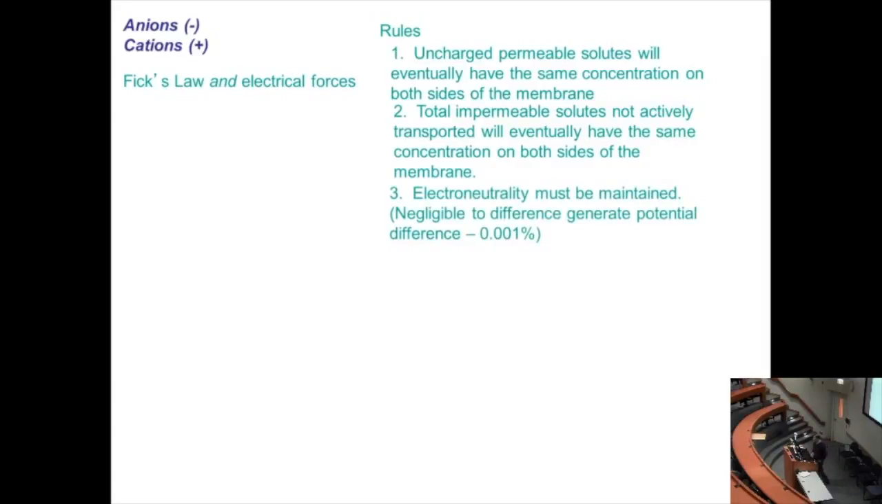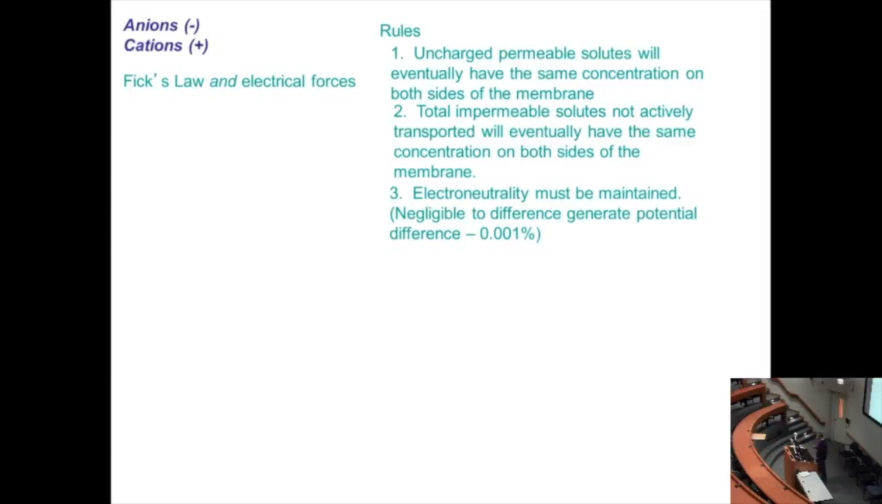Electroneutrality must be maintained. So what that means is that, generally speaking, for every positive charge inside or outside a cell, there must be a negative charge inside or outside of a cell to neutralize it. Okay? And this is a very good approximation to reality. There is a very, very negligible difference across most membranes. And that negligible difference, the imbalance between positive charges and negative charges, generates the voltage difference across that membrane. So I might have a slight excess of positive charges on the inside of a cell membrane.